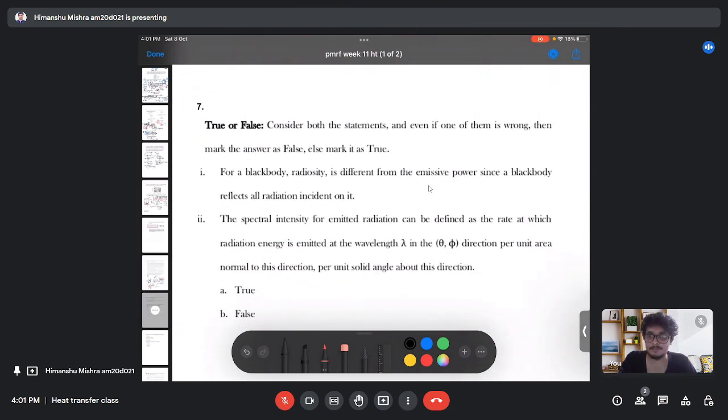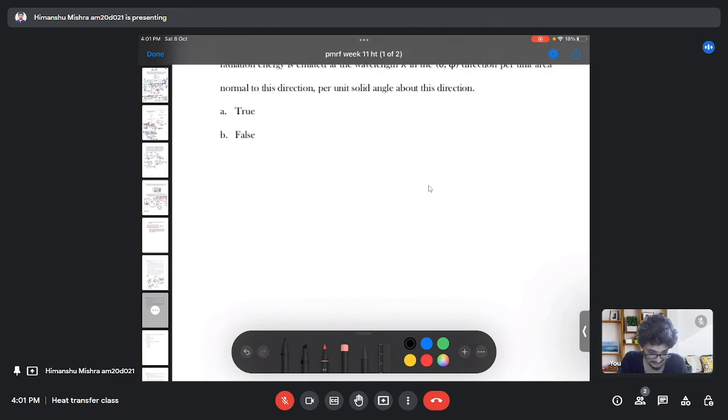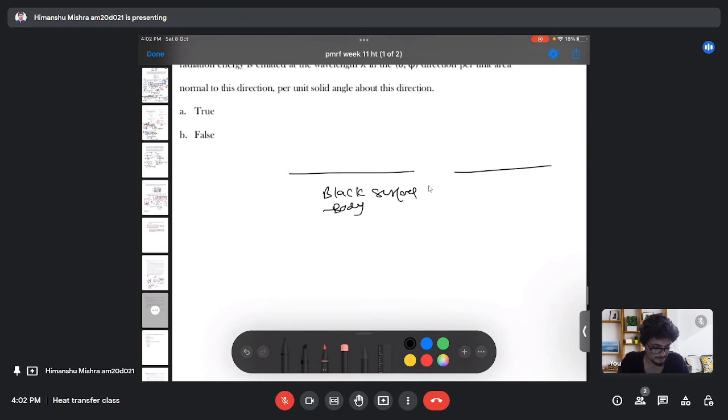So again, let's move to a different true and false question here. It says that for a black body, the radiosity is different from the emissive power since a black body reflects all radiation incident on it. So let's first analyze the statement. Let's define the two bodies. This is my black body surface, and this is some random conventional surface which is not a black body.